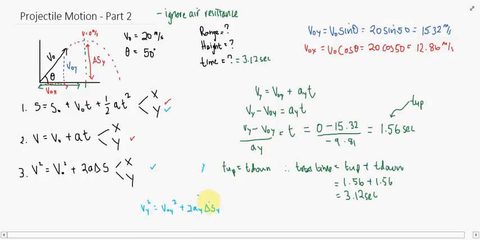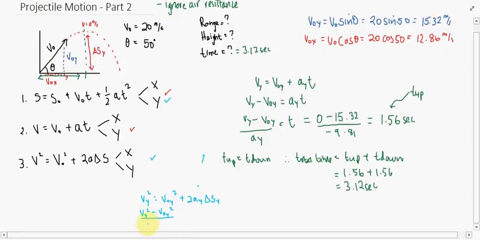Alright, so I'm trying to make this displacement in the y direction the subject of the formula, so I would subtract and rearrange. So it's my final velocity squared in the y direction minus my initial velocity in the y direction squared, all of that divided by 2 times the acceleration in the y direction, which would give me this change in displacement in the y direction.